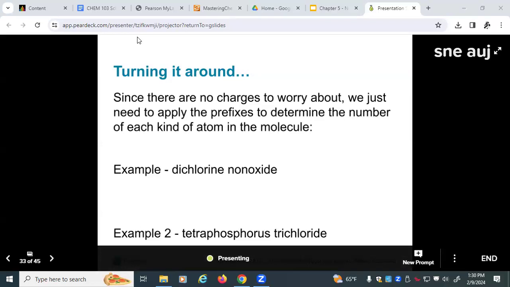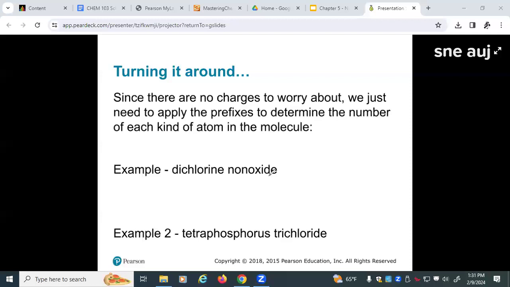So this becomes a relatively simple exercise for us where we are just literally taking the prefixes and the symbols and basically just dissecting the words. So dichlorine, so I've got two Cl's, nona would be 9 oxygens. So the formula for that is Cl2O9.